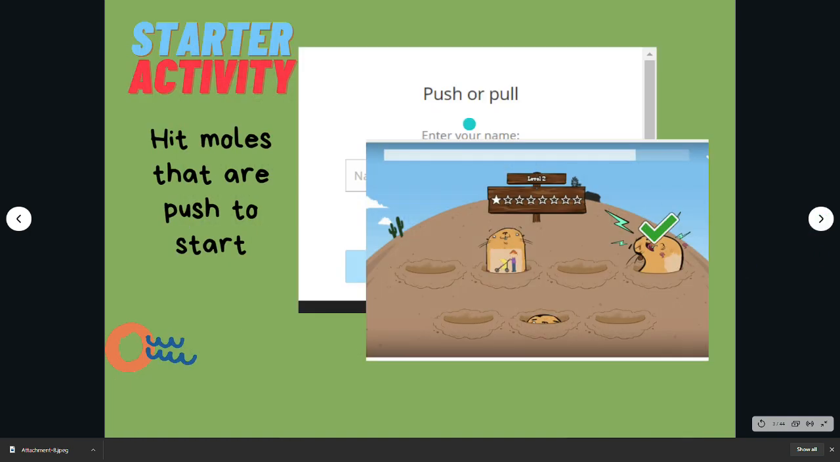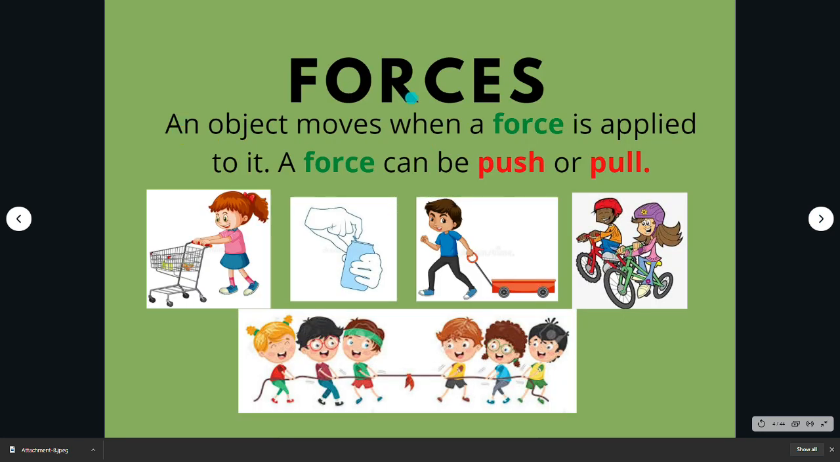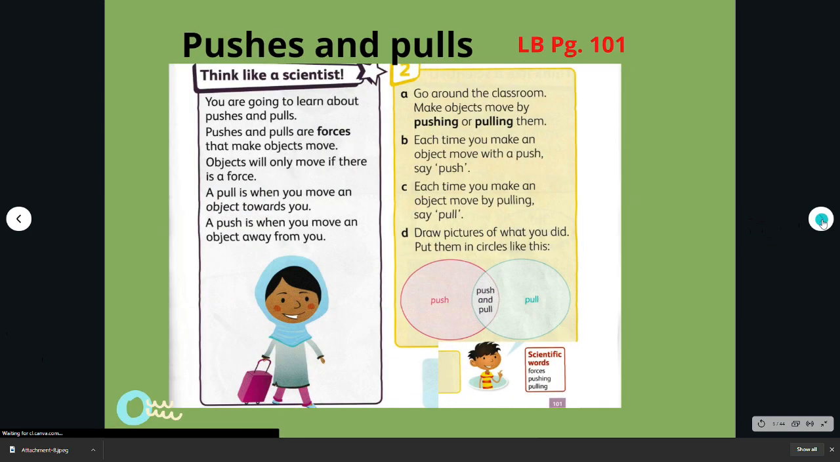For our starter activity, you will identify which objects are using push force. What is force? An object moves when a force is applied to it. A force can be a push or a pull. Pushes and pulls, or forces, can make things start moving or stop. Objects will only move if there is a force. Forces can also make things change direction.